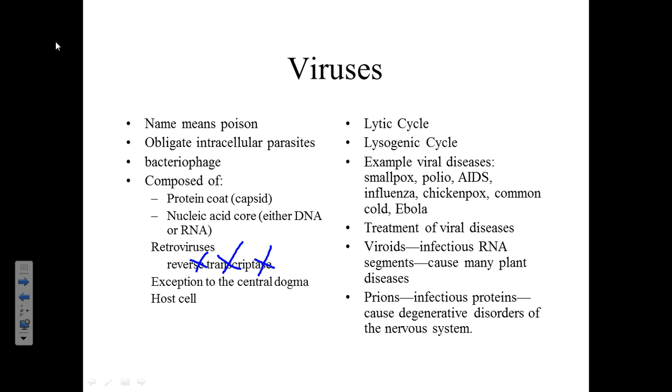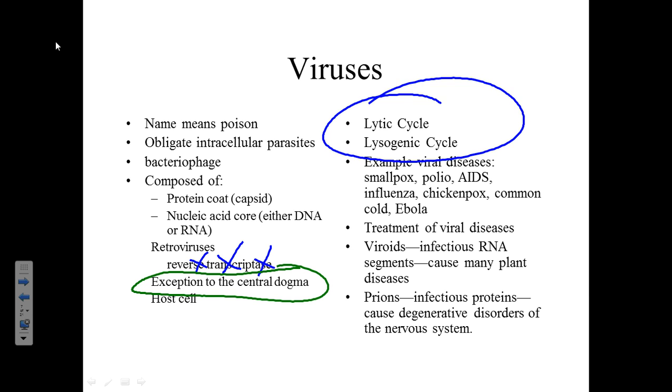But remember that retroviruses, as far as we know, are the only exception to the central dogma of genetics. The whole DNA, the mRNA, the protein, the trait. I'll end today talking about these two things: the lytic cycle and the lysogenic cycle.